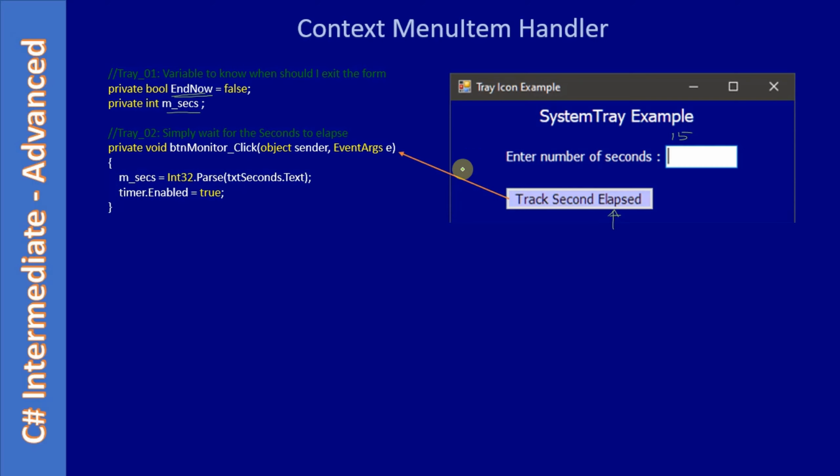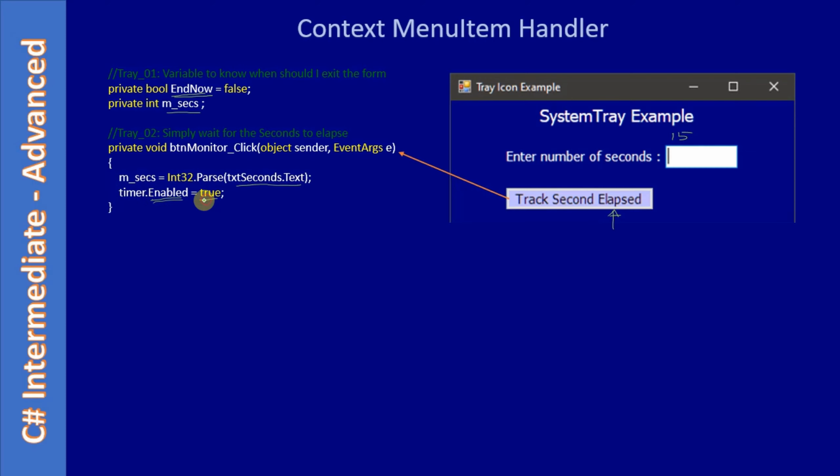So the click event is handled here, and if you see, from this text box we read the user input and we are parsing it to integer. So the text property will return a string and we are parsing it to integer. Then we are storing that in the internal member. So here in this screenshot, let's say user entered 15, then they clicked this button, and the member variable will hold 15 as an integer here. Next, we enable the timer.